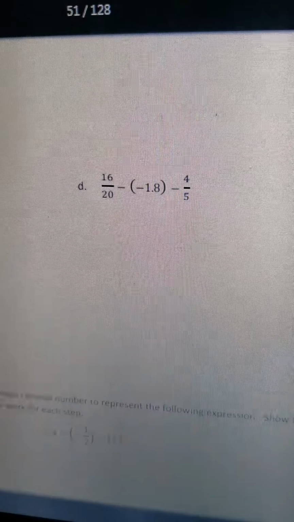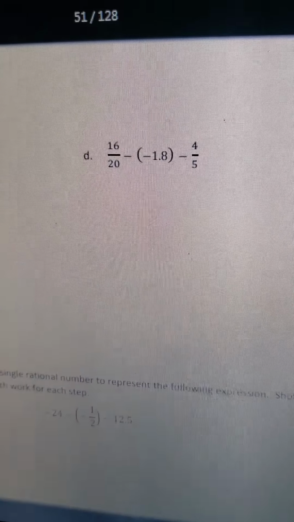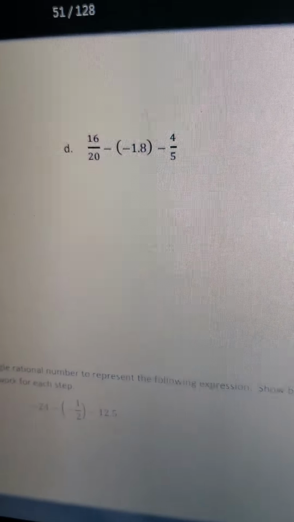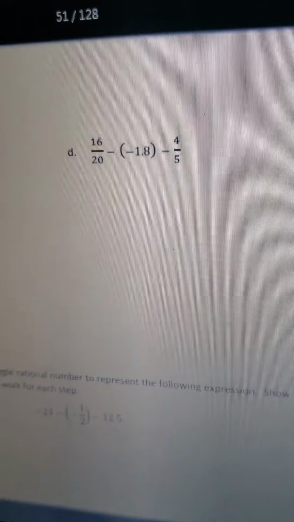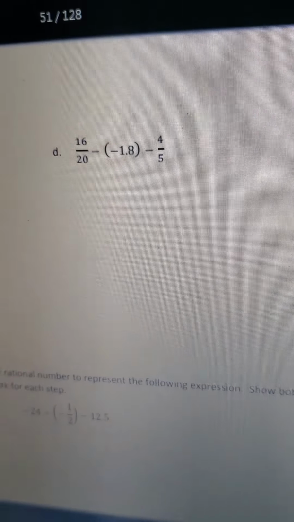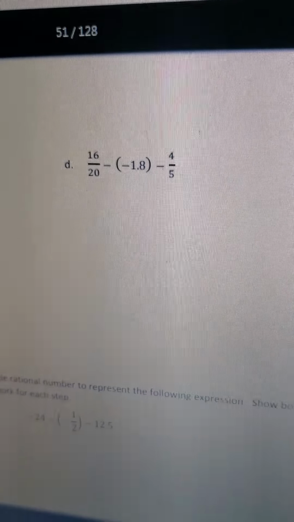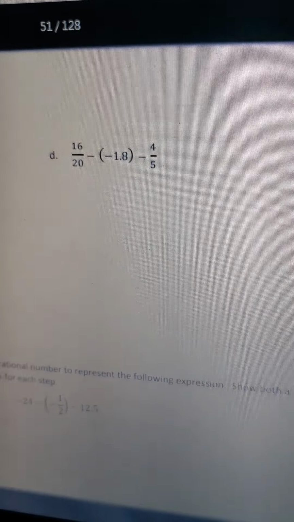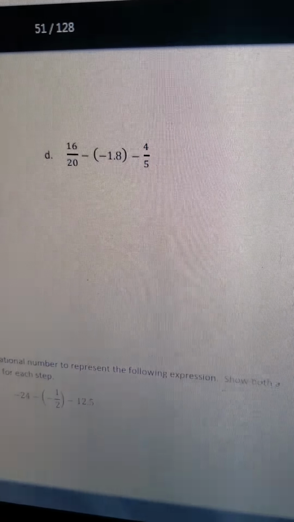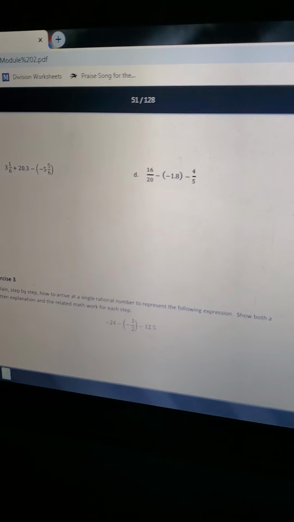All right, so here's our last one of these, and then there's, I think, one more problem, and then it's on to the problem set for today. So yeah, 16 over 20 minus negative 1.8 minus 4/5. So once again, there's definitely an easier way to do this problem and a more difficult way. So go ahead, set this up, solve it to get your final answer, and then continue the video. All right, so let's see how you did.